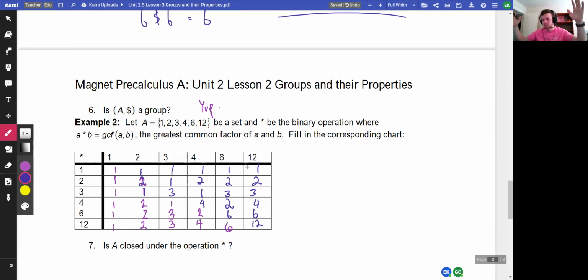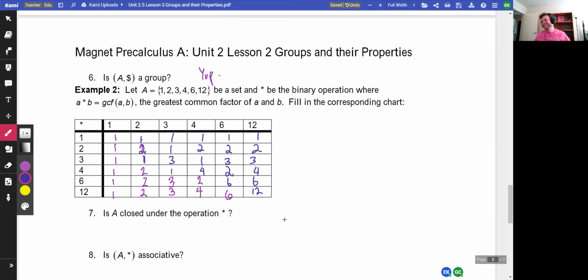I think the bottom row makes me very happy. 1, 2, 3, 4, 6, 12. All right. Is this closed under the operation? Seems as though it is. Did we get any numbers that are not in the set? No. So we are yes here.